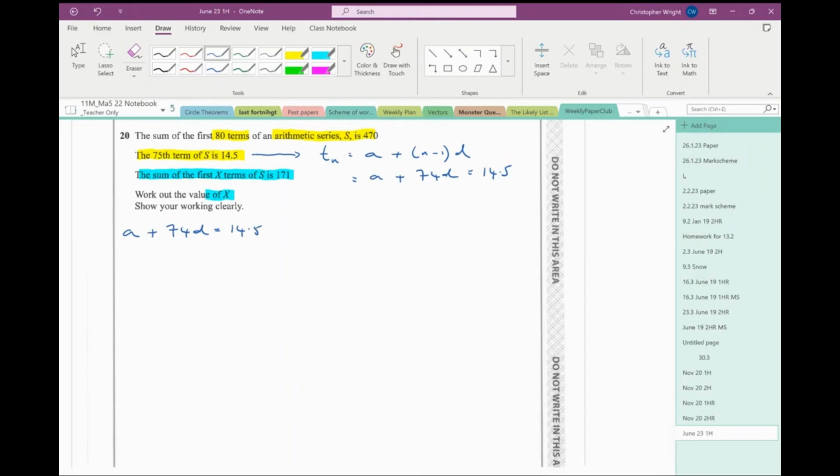Now the other equation is going to come from this first yellow fact here, that the sum of the first 80 terms. Well, I know the sum of the first n terms is n over 2 times (2a plus (n minus 1) lots of d), and this is the sum of the first 80 terms. So S80 is going to be 40 times (2A plus 79 times d).